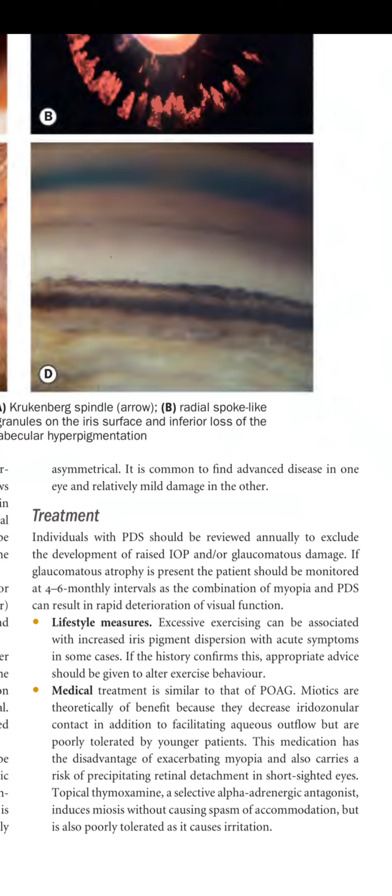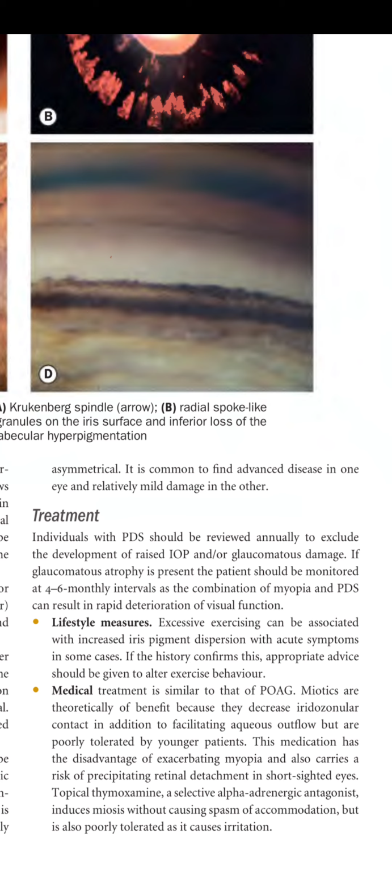So what are the lifestyle measures that are advised? Excessive exercising can be associated with increased iris pigment dispersion with acute symptoms in some cases. If the history confirms this, appropriate advice should be given to alter exercise behavior. Medical treatment is similar to that of POAG.